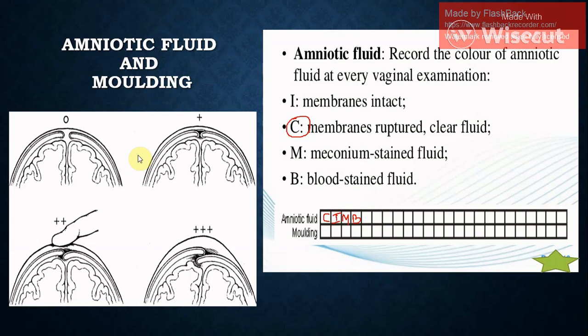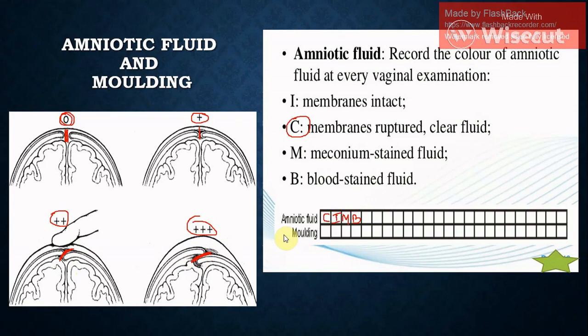It is recorded and observed as a 0 or an O when the bones are separated and the sutures can be felt easily. See here, the bones are separated and the sutures can be felt easily on palpation. We represent it with a single plus when the bones are touching one another but are not overlapping each other. We represent it with a double plus when the bones are slightly overlapping. Also, we represent it with a triple plus when the bones are severely overlapping each other.